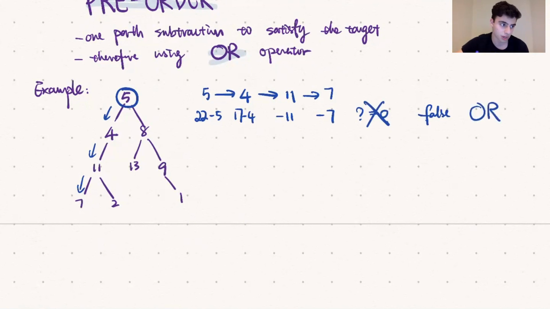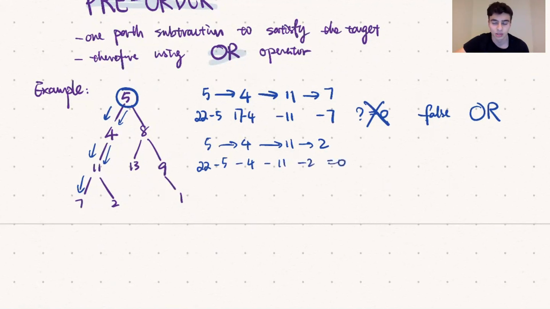So we have false or, and now we look at the same path, 5, 4, 11. But now its fourth and final member is 2. Now we check, does this sum equal to 22? So 22 minus 11 gives us 11, minus 9 gives us 2, minus 2 gives us 0. So yes, in fact, this sequence does evaluate to 22. So now we're going to return true here, setting our new return equation to be false or true.